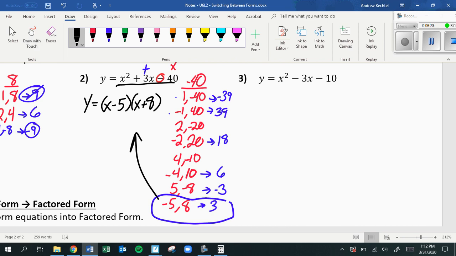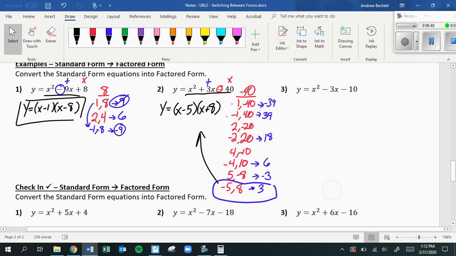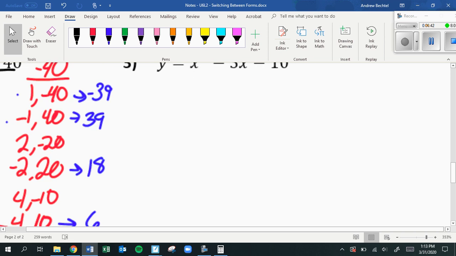Since we've practiced this skill before, I'll leave it to you all to try number 3 on your own. And before we wrap up this lesson, I want to also talk about some special cases down below. Actually, I have a check in there. Let's do this one real quick then.